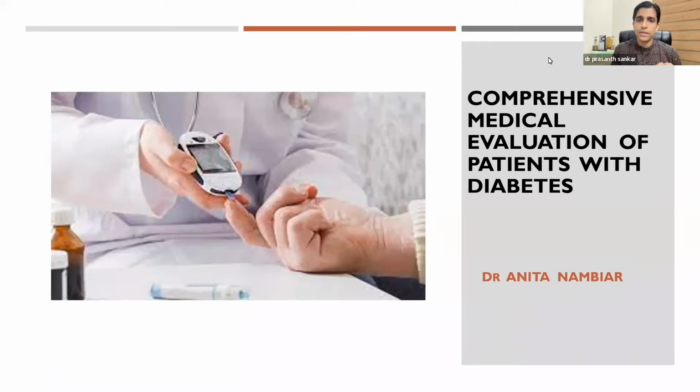So there are a specific set of illnesses which are recommended by the American Diabetes Association, which we should consider in all patients coming with diabetes, and some patients who are at risk of those particular diseases will require screening for such illnesses and proper follow-up for such comorbidities. So the second part of the discussion will be on that. So without wasting much time, I would request Dr. Anita Nambiar to start off the session with the comprehensive medical evaluation of patients with diabetes. I will be introducing the panelists at the end of the first session.